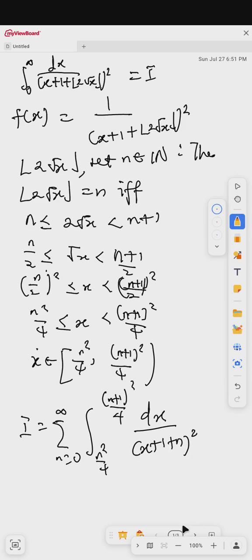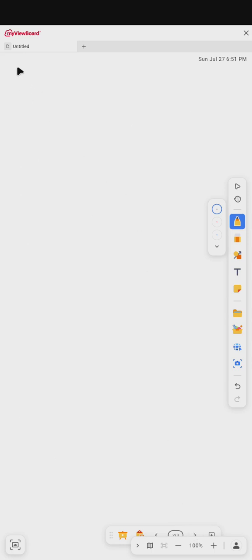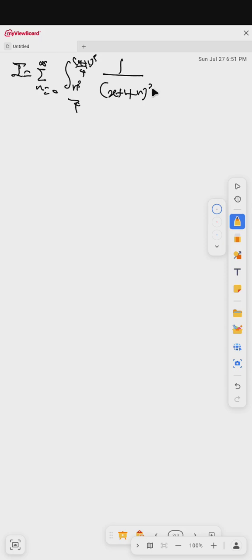For us to integrate this integral correctly, you can make a substitution. If you make the substitution, we're going to have something like this. Let me write it out. I equals the summation of n from 0 to infinity of the integral from n squared over 4 to (n plus 1) squared over 4 of x over (x plus 1 plus n) raised to the power of 2. So we can make a substitution here. Let x plus 1 plus n be equal to u.